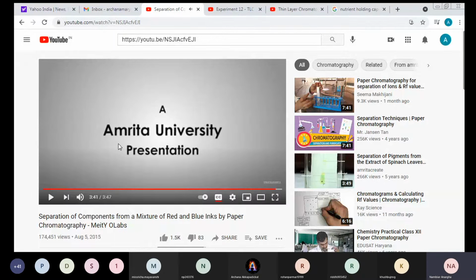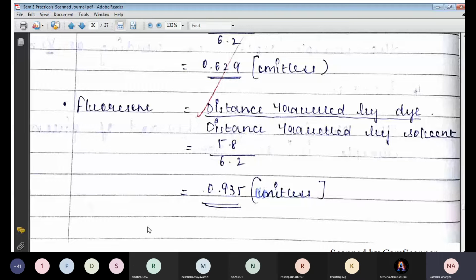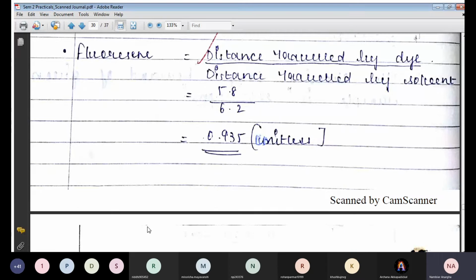Okay, Archana, can we just go to that scanned journal part for dyes itself? Just show me the RF value of dyes. Okay, fine.